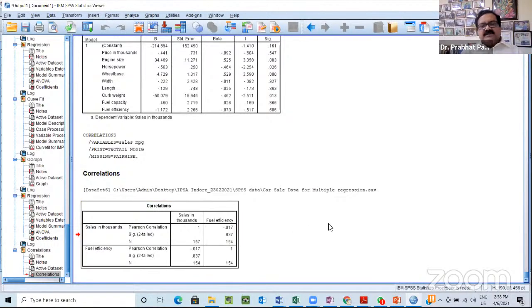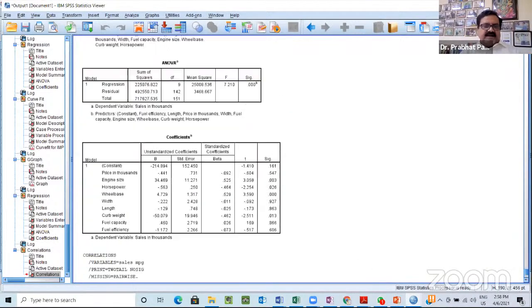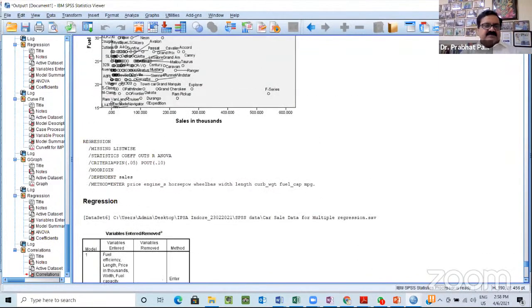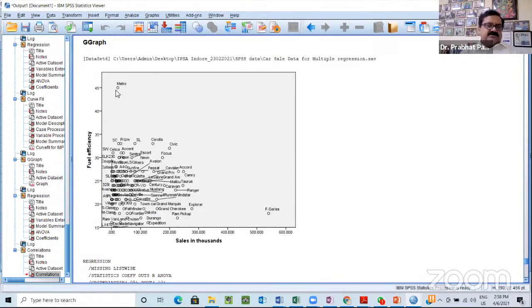And then when we looked at the data, we found that Metro and F series, these two, are the outliers. So probably our thinking is that if we remove these two outliers, the data may start behaving well.